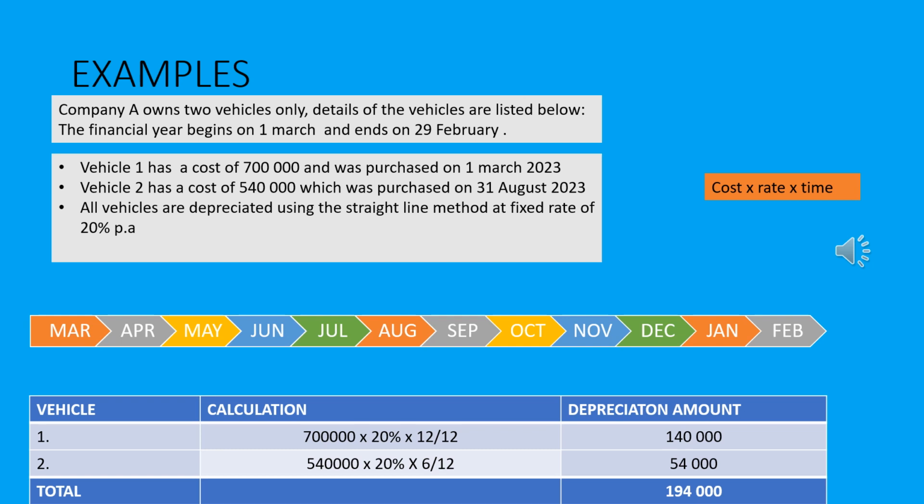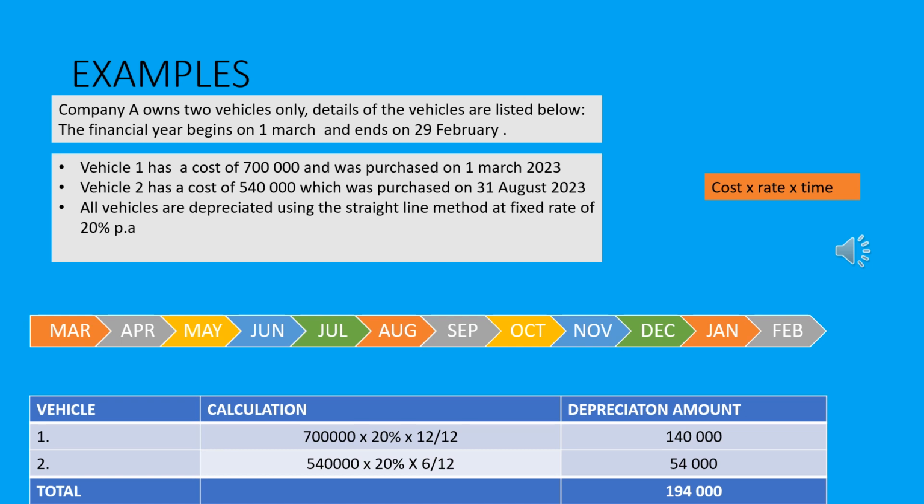This example says Company A owns two vehicles only. Details of the vehicles are listed below. The financial year begins on the 1st of March and ends on 29 February. Vehicle 1 has a cost of 700,000 and was purchased on the 1st of March 2023. Vehicle 2 has a cost of 540,000 which was purchased on the 31st of August. It says all vehicles are depreciated using the straight line method at a fixed rate of 20% per annum.